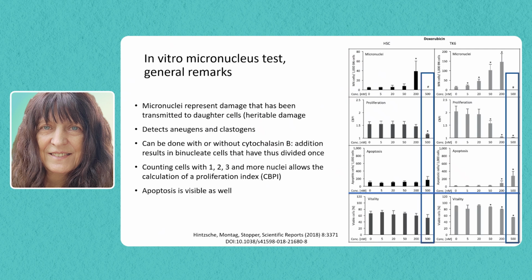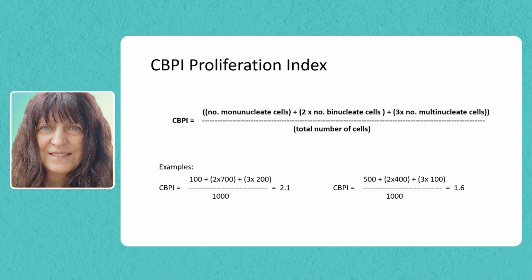That's the point I wanted to make with this slide. And this is about the proliferation index. So how is it calculated? It's the number of mononucleated cells plus 2 times the number of binucleated cells plus 3 times the number of multinucleated cells, divided by the total number of cells. And you end up with numbers between 1 or 1.5 and 2 or 2.2 or something like that, in that range. What does it mean?